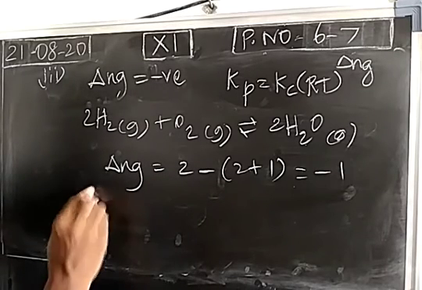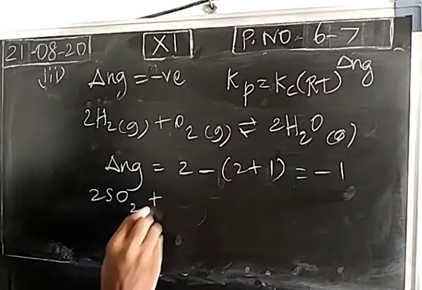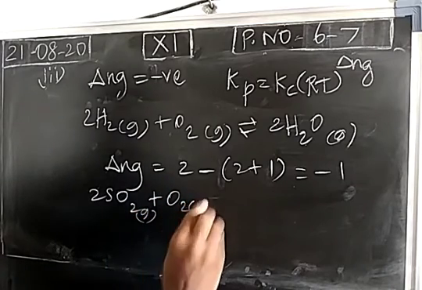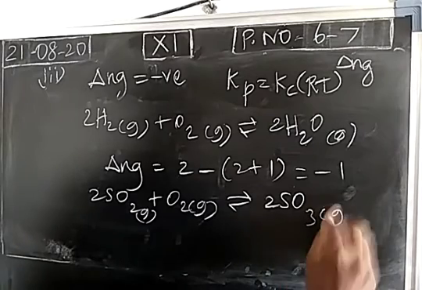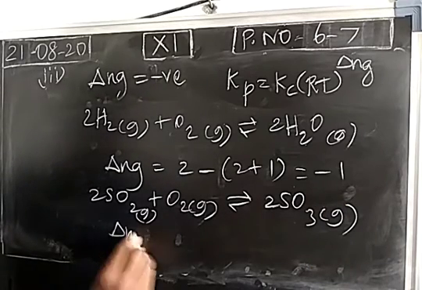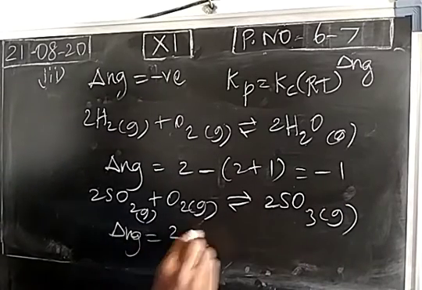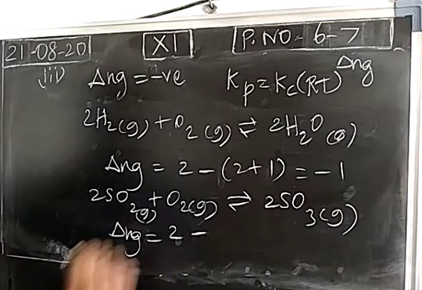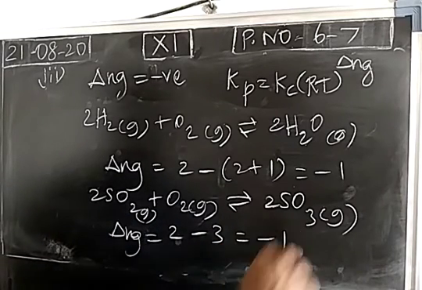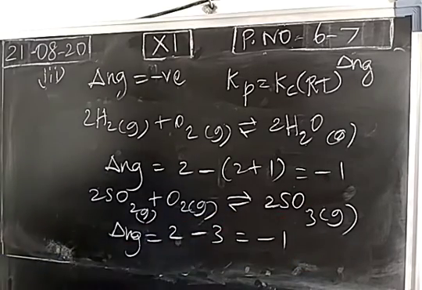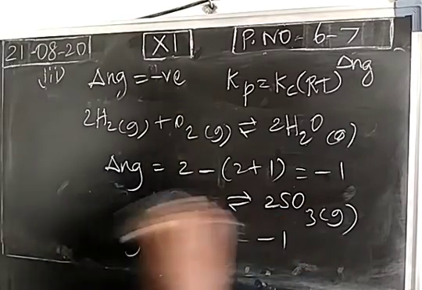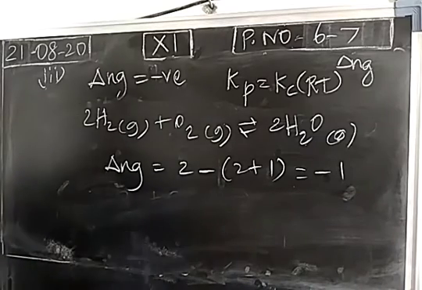Take another example. Sulfur dioxide gas combines with oxygen gas. It provides sulfur trioxide gas. What about delta Ng value? Number of moles of products 2, number of moles of reactants 3, so minus 1. So if delta Ng value is negative, what is the relationship between Kp and Kc?